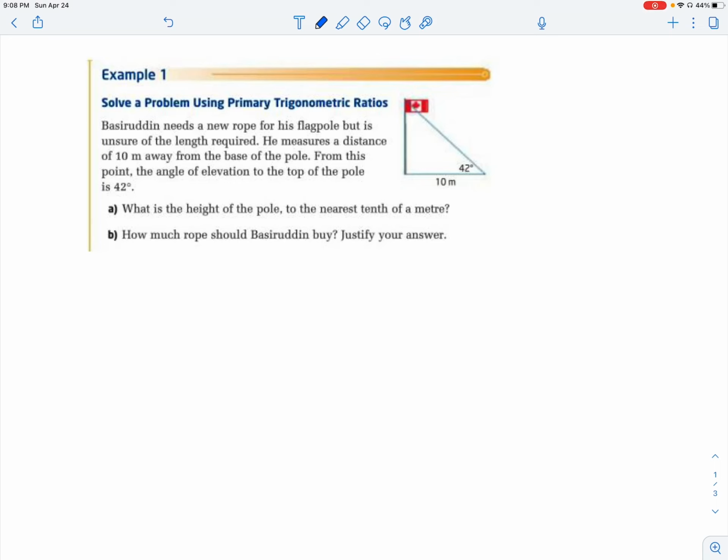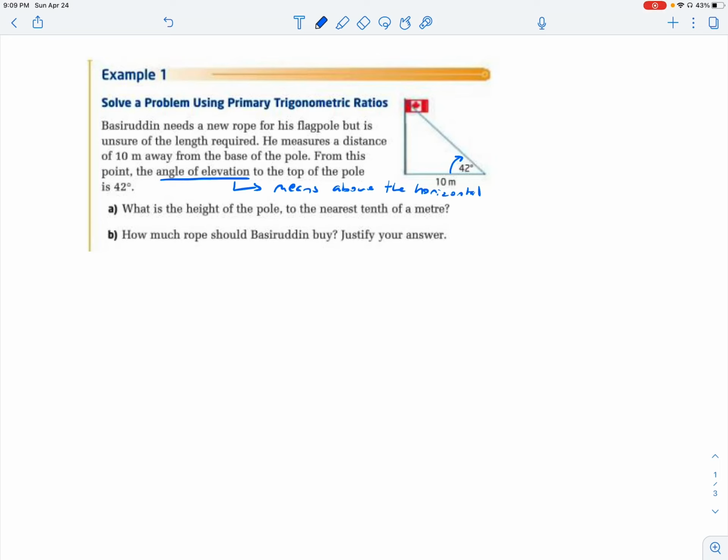It says solve a problem using the primary trig ratios. Bassarudin needs a new rope for his flagpole, but is unsure of the length required. He measures the distance at 10 meters away from the base of the pole. From this point, the angle of elevation to the top of the pole is 42 degrees. The angle of elevation is always referring to an angle that's measured above the horizontal. So it would be this angle right here.